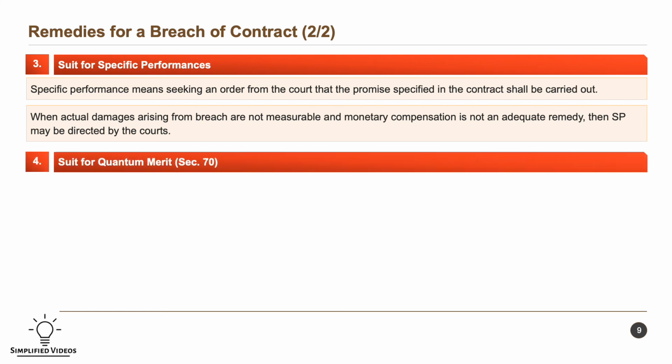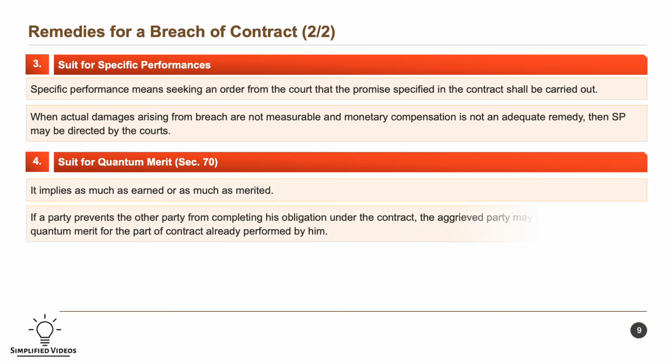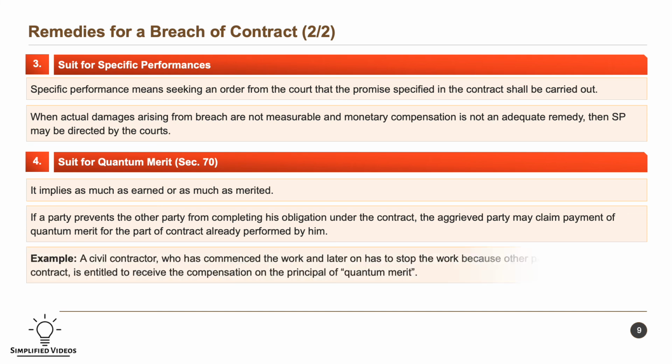Suit for quantum meruit, Section 70. It implies as much as earned or as much as merited. If a party prevents the other party from completing his obligation under the contract, the aggrieved party may claim payment of quantum meruit for the part of the contract already performed by him. For example, a civil contractor who has commenced the work and later on has to stop the work because the other party has breached the contract is entitled to receive compensation on the principle of quantum meruit.